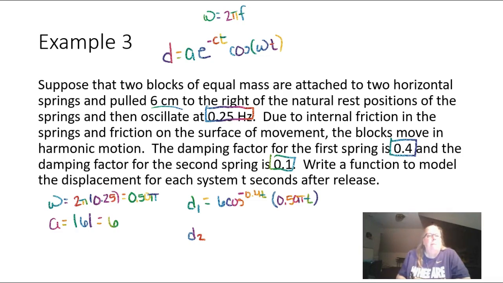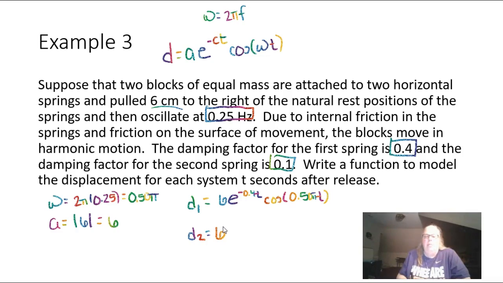And then D2, the formula is going to be exactly the same, except the damping constant is going to change. Now we've got negative 0.1. Oh, those should be e's there. Hang on a second. I'm sorry. All right, let's try this again. All right, so A is going to be 6. Then we're going to have e to the negative 0.4 t times the cosine of 0.50 pi times t. All right, that's our D1.